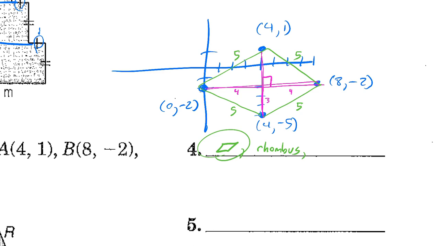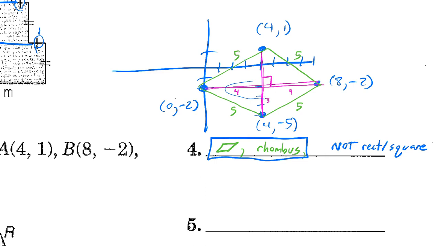And so we could just check any two slopes. Or another way to think about it even more directly is, are the diagonals congruent? Is 8 congruent to 6? No, they are not congruent, so not rectangle, square, right? And so it's just a parallelogram and a rhombus in terms of the shapes we've really investigated.